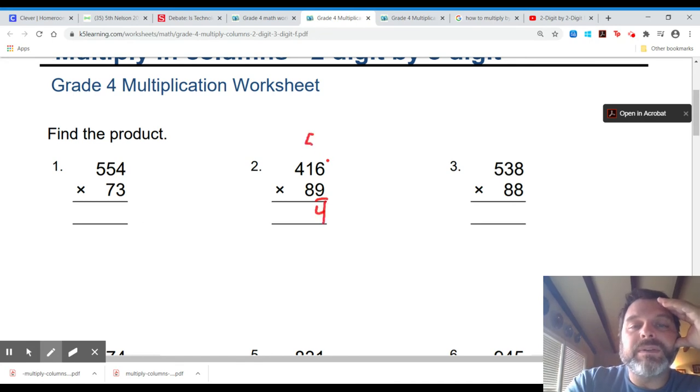Carry the 5. And then I'm going to do 9 times 1. And that's going to be 9 plus 5. I got to add 5. That's 14. And carry another one. And then 9 times 4 is, let's see, 18 plus 18 is 36, 37.